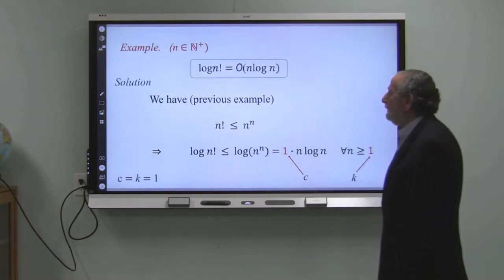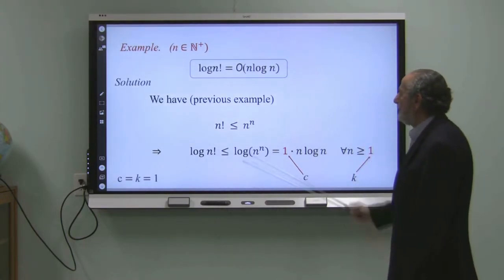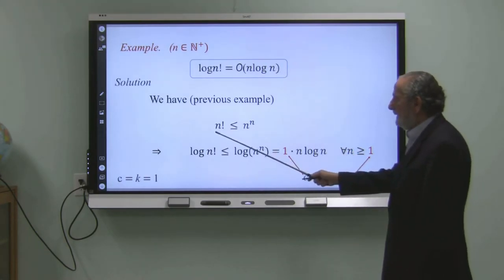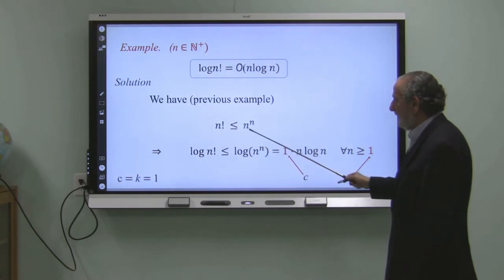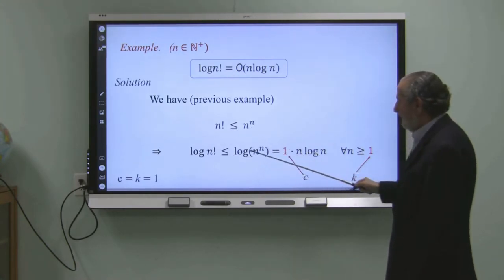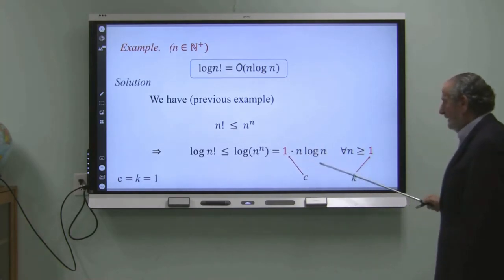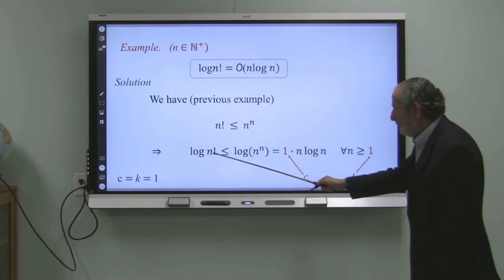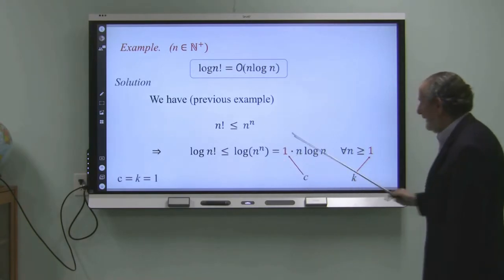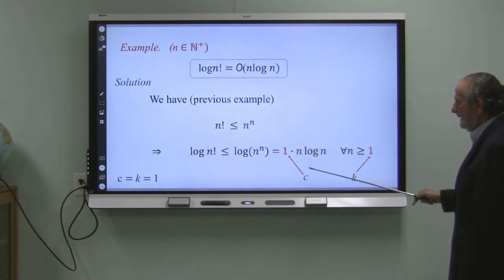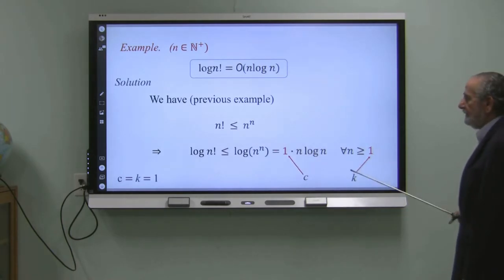Here's another example. Log factorial n is big O n log n. Why? In the previous example, we found out that factorial n is less or equal than n to the power n. Then you take the log of the two sides. Log of n to the power n is n log n, and therefore log factorial n is less or equal than n log n. So c is 1 and k is 1.